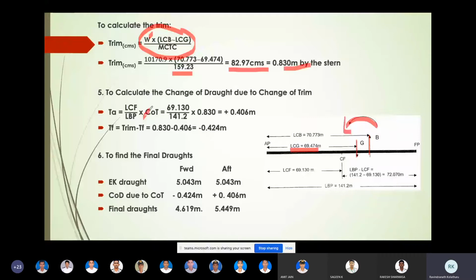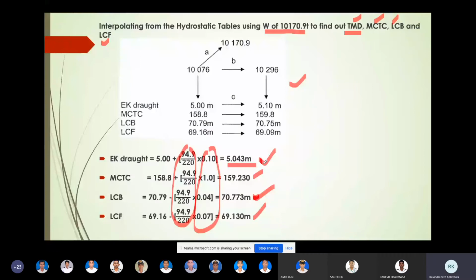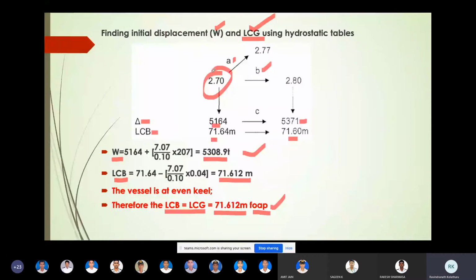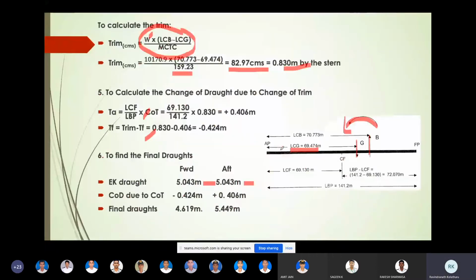So the rest all remains the same: your forward correction and aft correction. Then you apply it to the even keel draft 5.043, which we found out here. Remember, this was your final draft. Your initial draft was 2.7, but after loading, discharging and shifting operations were completed, your final draft was 5.043 even keel draft. Then I apply these corrections to get my final drafts forward and aft.